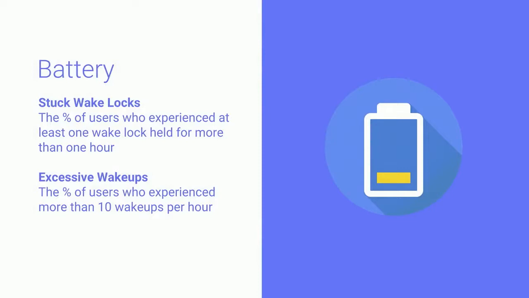The two battery areas to look at: stuck wake locks and excessive wake-ups. Encourage you to check those out and figure out where you are potentially having an issue in your application. And as I said, we will flag you with a red marker if you're in the bottom 25% of apps for each one of these metrics, so you know to look into that area.